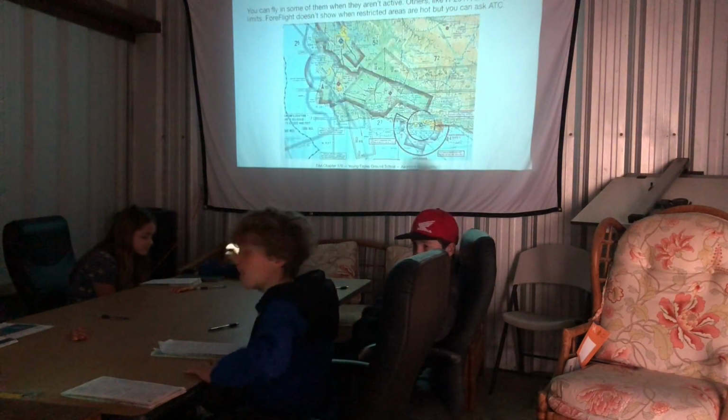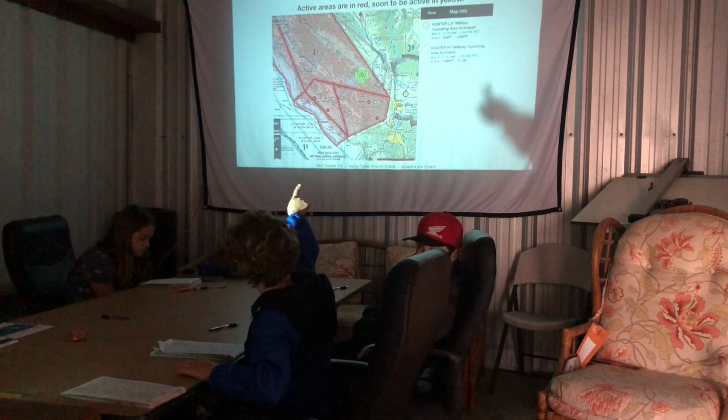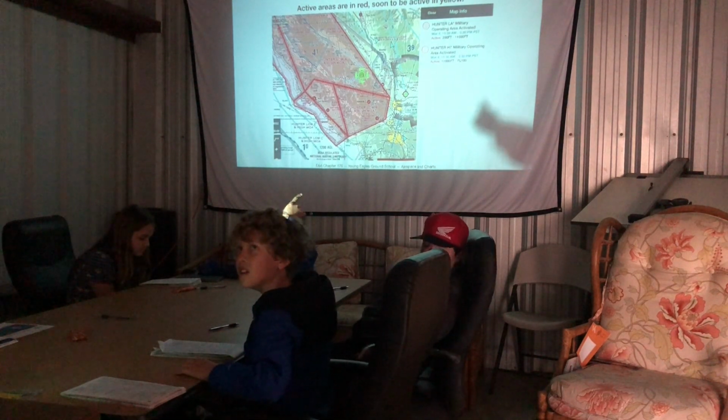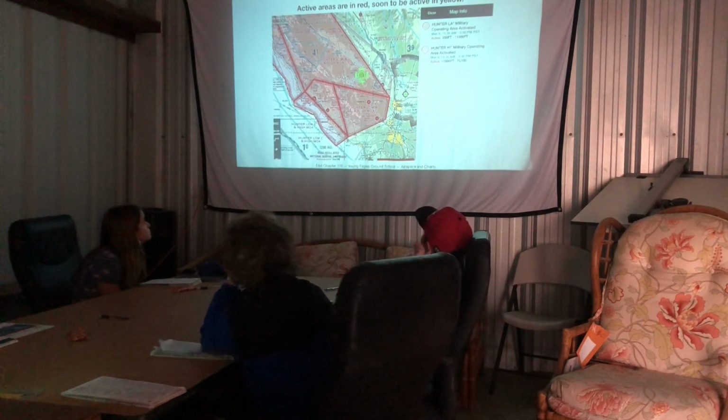What is the highlighted area on the previous map? You see how it's all red, like neon? Oh, that's where I put my finger.